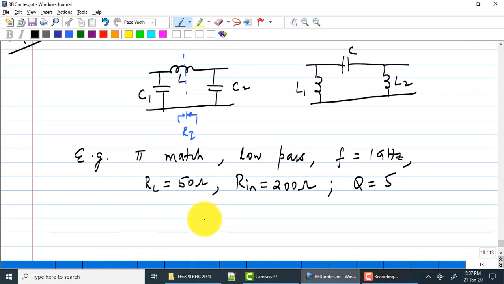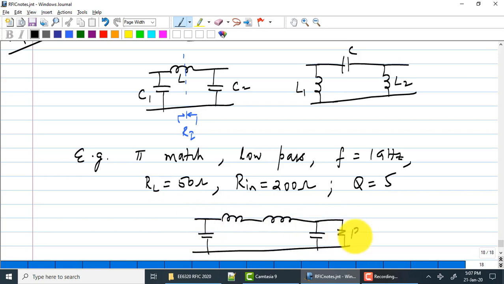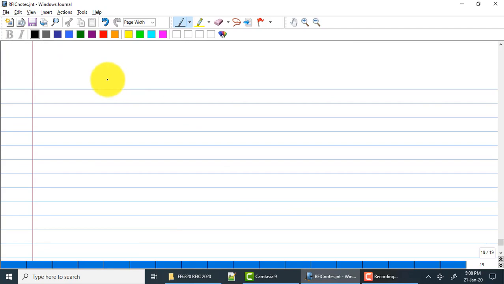So, I said low pass L match. Right, this is your circuit. In the end, you are going to add L1 and L2 and use a single inductor of value L1 plus L2. And you are going to have some intermediate impedance Ri. How do you calculate Ri? It is simply the sum of the two Qs.